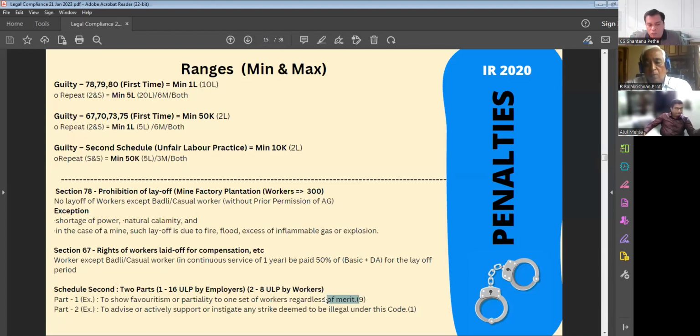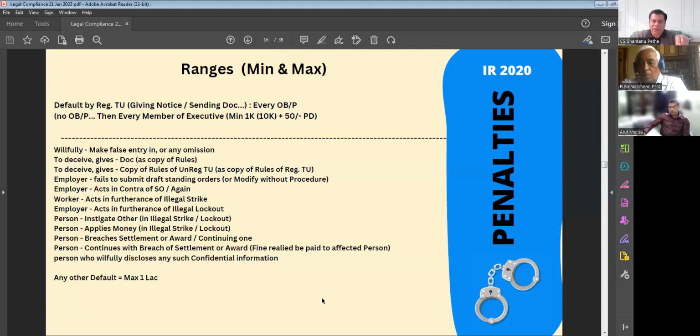Now, in part 2, one example is to advise or actively support or instigate any strike deemed to be illegal under this code. If any worker advises or prompts others to go for a strike which is illegal, suggesting people to go for it, then it will amount to unfair labor practice on the part of the worker and will be punished under this code. So these are just two examples I have given. We can cover the whole second schedule some other day, not today. It is not possible. Apart from this, there are other penalties as well.